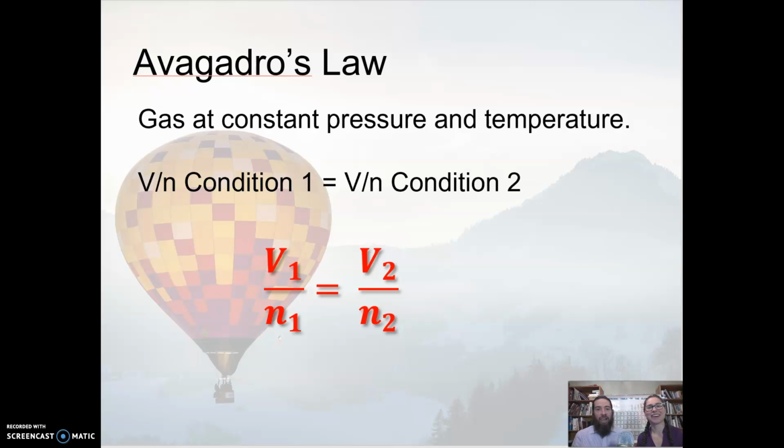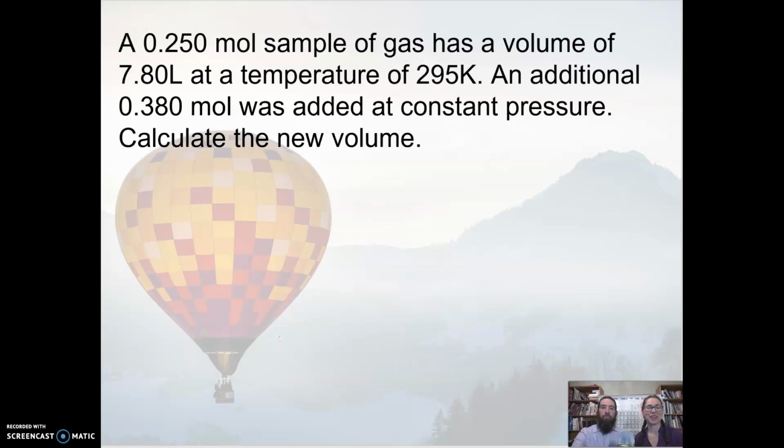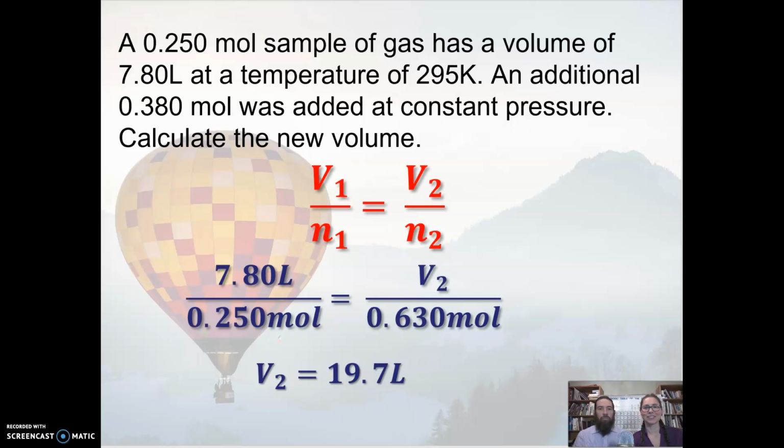So here we have volume over moles equals volume over moles, because remember, the number of particles is the number of moles. In this circumstance, we have 0.25 moles of gas at a set volume and temperature. If we add more gas to it, we would expect the volume to go up. It's at constant pressure, so the container must be allowed to change its volume, and we can use Avogadro's law to calculate this new volume.